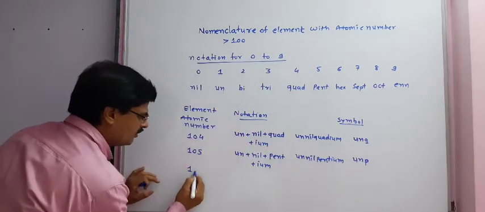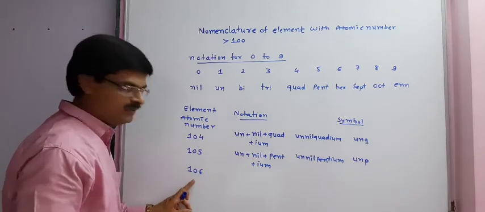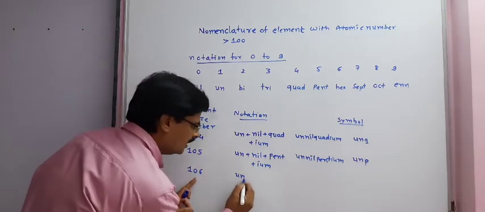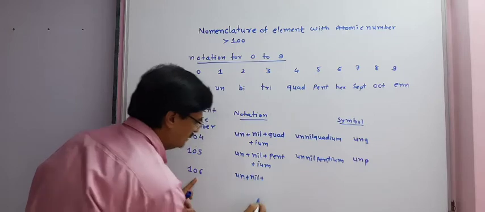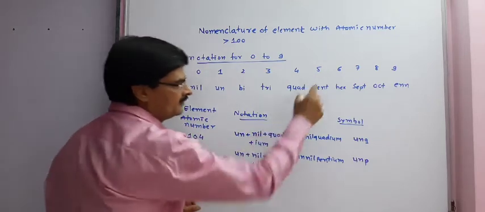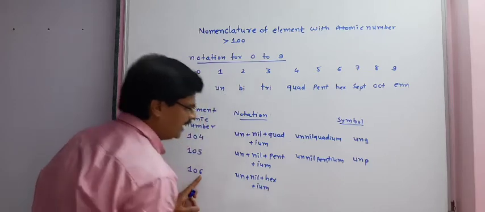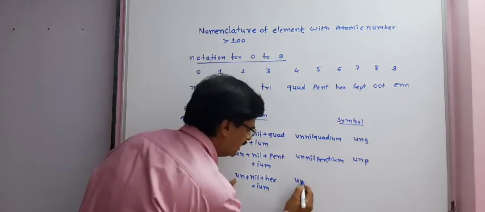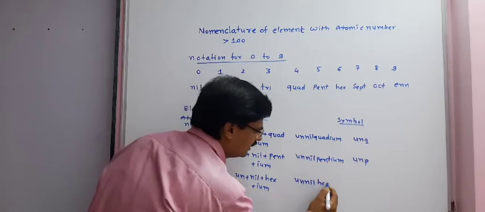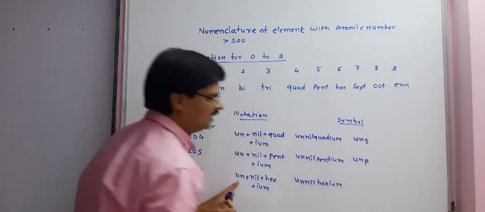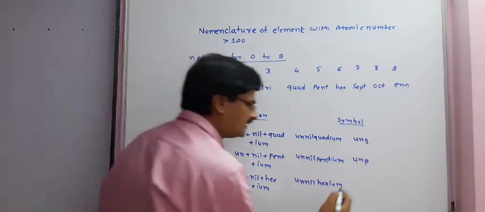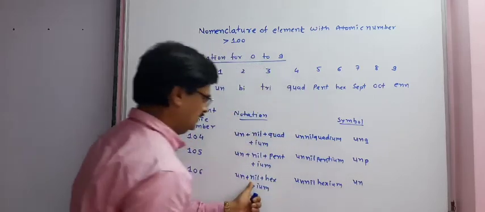Now for element number 106. Un plus nil plus for the 6 we have to use hex plus ium. So the name will be unnilhexium and the symbol will be UNH.